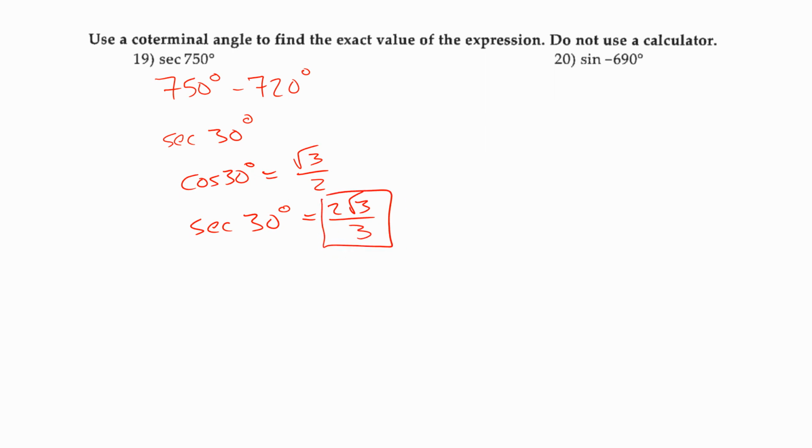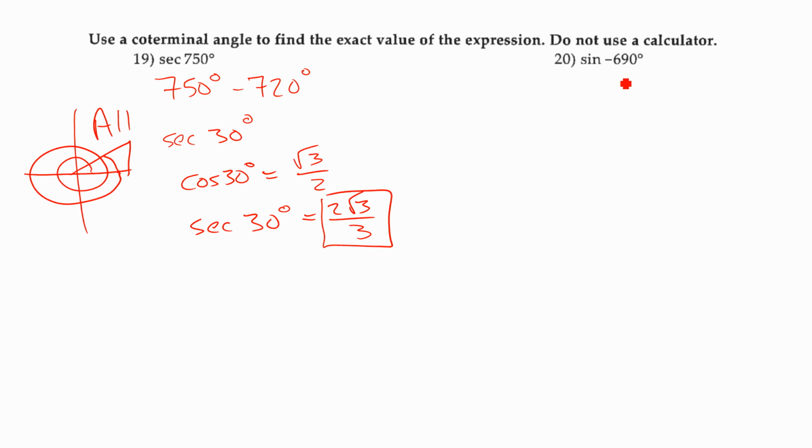The only question now is, is it positive or negative? So 750 is 2 full circles, and then another 30 degrees. So we are in quadrant 1. In quadrant 1, all trig functions are positive. So we're going to have a positive 2 rad 3 over 3.